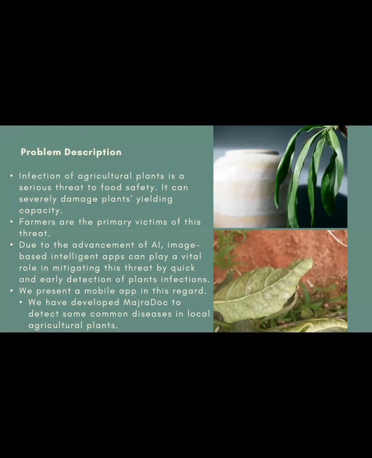Infection of the agriculture plants is a serious threat to food safety. This cancer severely damages a plant's yielding capacity. Farmers are the primary victims of this threat. Due to the advancement of artificial intelligence, image-based intelligent apps can play a vital role in mitigating this threat by quick and early detection of plant infections.